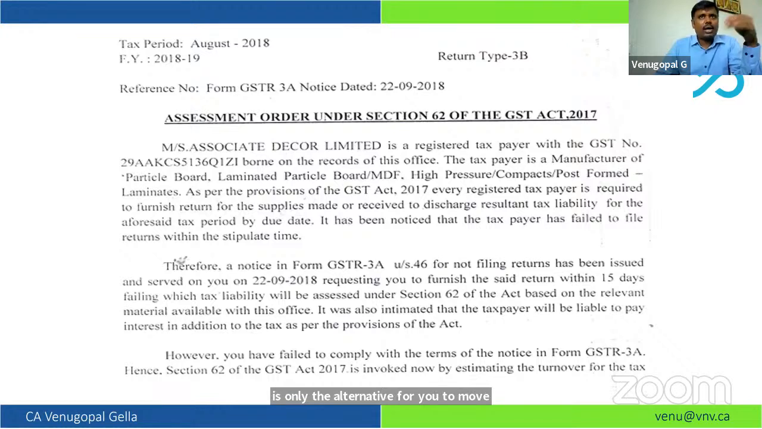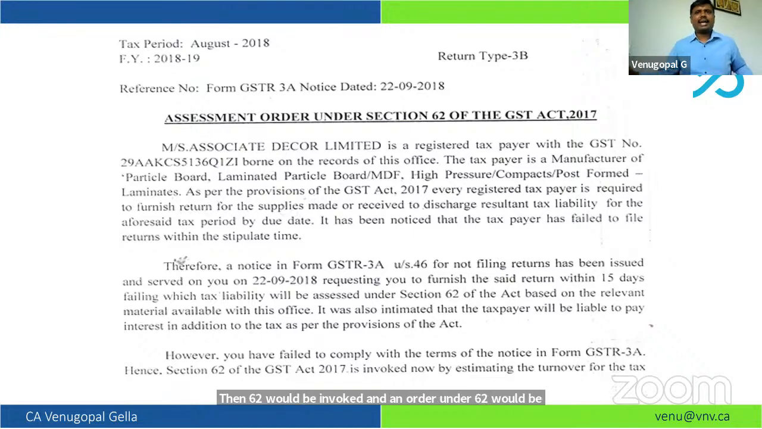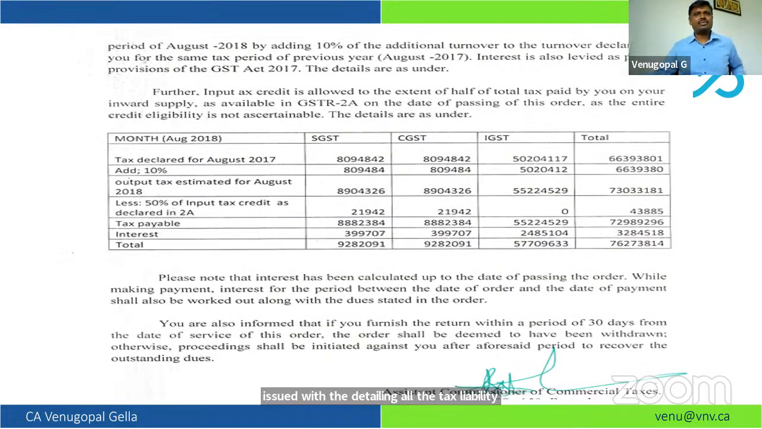So this is how an intimation and first 3A, that's the form that has been given where you are not filing the return. And in spite of 3A, if you are not filing any replies or filing the returns within 15 days of that document, then 62 would be invoked and an order under 62 would be issued, detailing all the tax liability, demand and everything. I've just given you some sample of how it would show up.